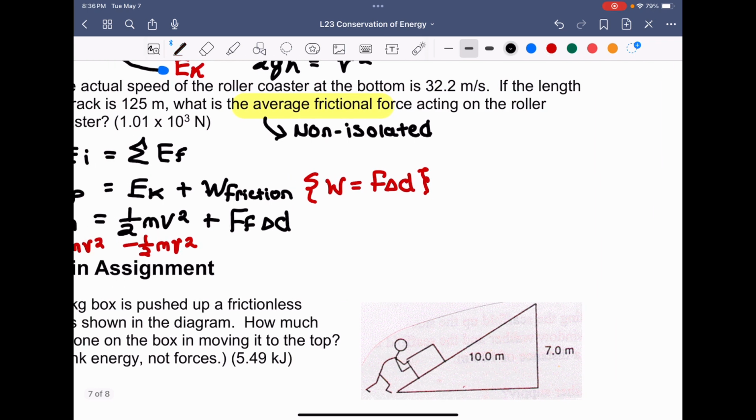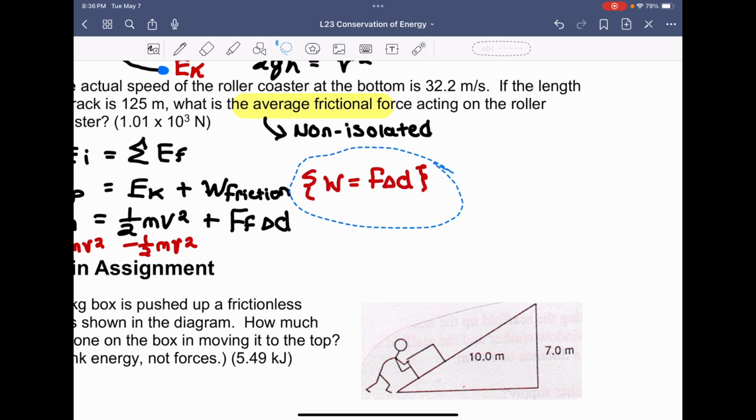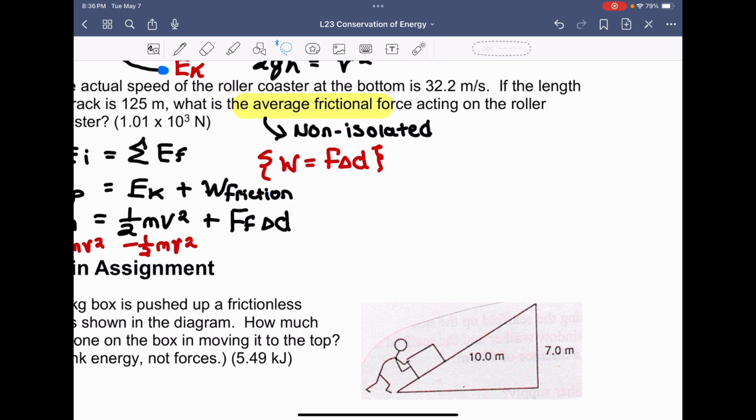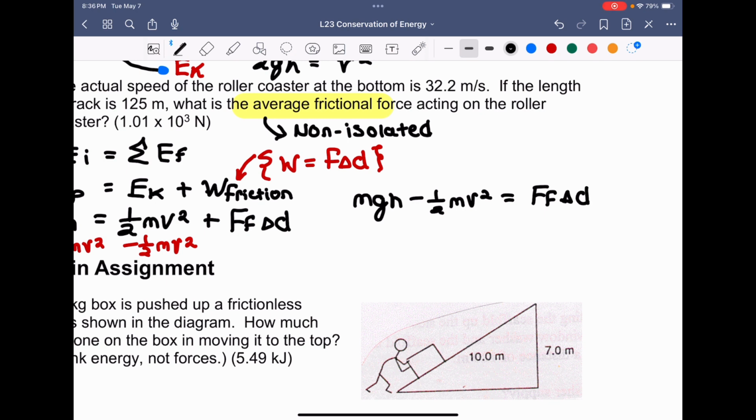Continuing this off to the other side here, I may just move this little work note so that we have it in a slightly different spot. Let me undo that. There we go. Perfect. I just want to get it out of the way so that we can actually use the limited space we have. This is going to give us mgh minus 1/2 mv squared is equal to force of friction, delta D. I'm going to divide both sides by delta D.